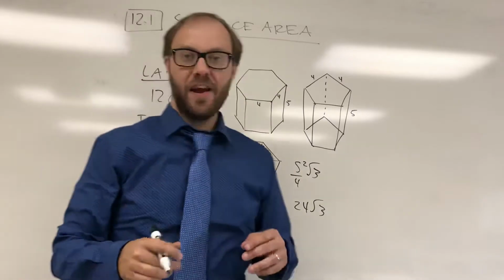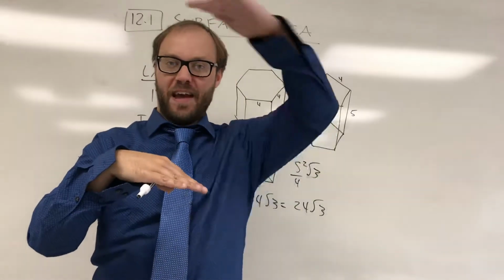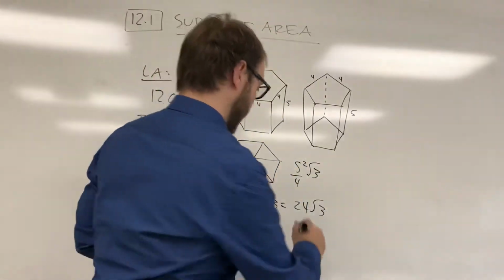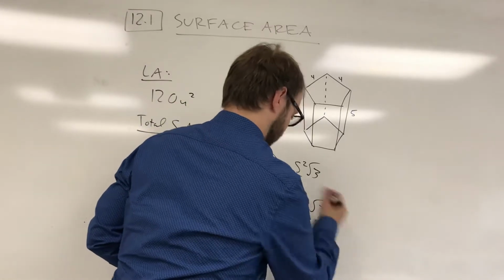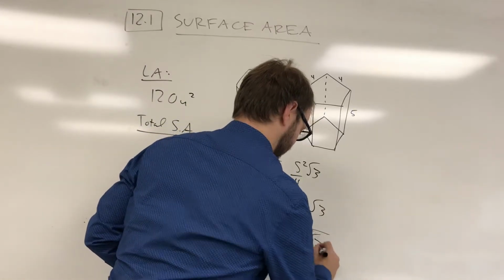Now you have to be careful. You've got a hexagon base, and you have a second hexagon base. So we're going to multiply that 24 radical 3 by 2, and we're going to get 48 radical 3.